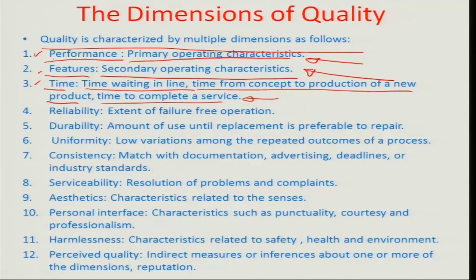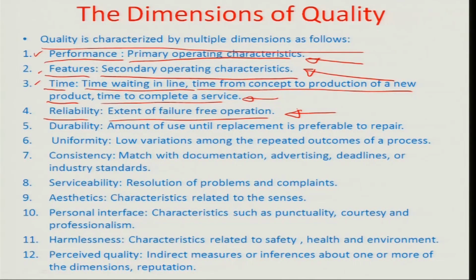So performance, features, time. And the next is reliability, the extent of failure free operation. For example, let's say when you're talking about the Indian driving cycle, we might as well see that if there is a quality parameter on an oil seal in an engine, and you want to simulate the engine to run on conditions like the Indian driving cycle, and see how many revolutions of the crankshaft this oil seal can bear without leaking. Okay, so that's the reliability of the oil seal.